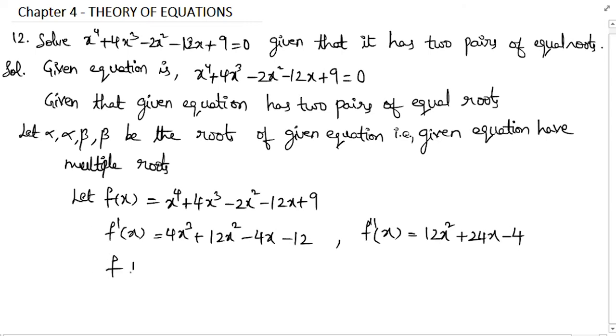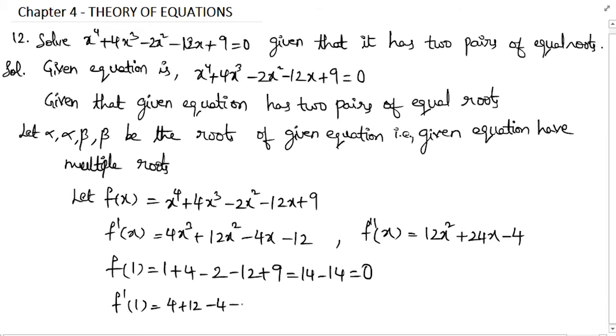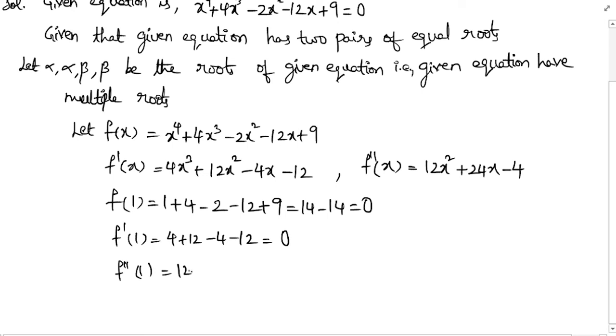So we'll substitute 1 in f of x. f of 1 will be equal to 1 plus 4 minus 2 minus 12 plus 9, that is equal to 14 minus 14, which is equal to 0. Then f dash of 1 is equal to 4 plus 12 minus 4 minus 12, that is equal to 0 again. And f double dash of 1 will be equal to 12 plus 24 minus 4, which is equal to 32, which is not equal to 0.